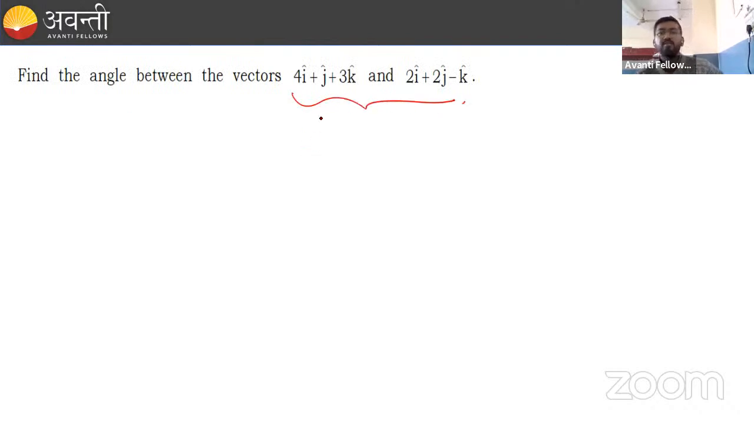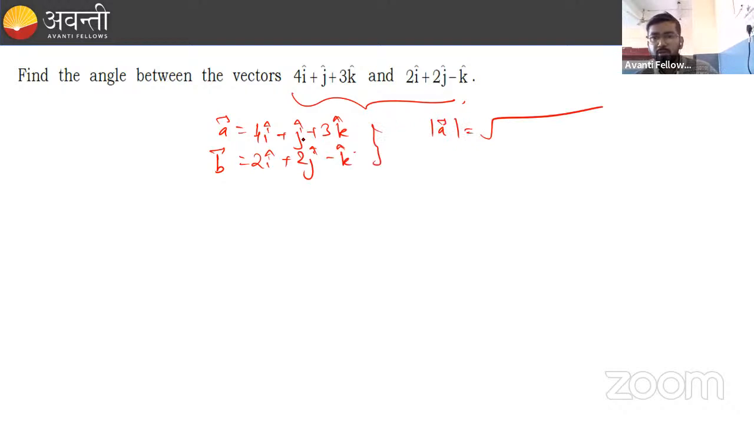We are supposed to find the angle between these two vectors. So first of all, let's say this vector is A bar, which is 4 i cap plus j cap plus 3 k cap, and B bar is 2 i cap plus 2 j cap minus k cap. So let's find the modulus. Mod of A bar is under root of 16 plus 1 plus 9, so this becomes root 26. Mod of B bar is 4 plus 4 plus 1, right? So this comes out to be root 9, which is 3.